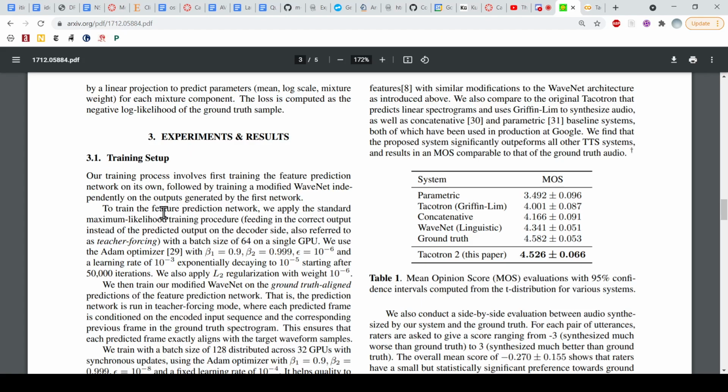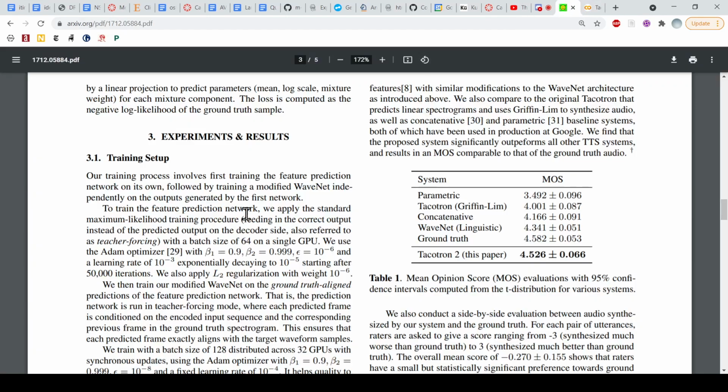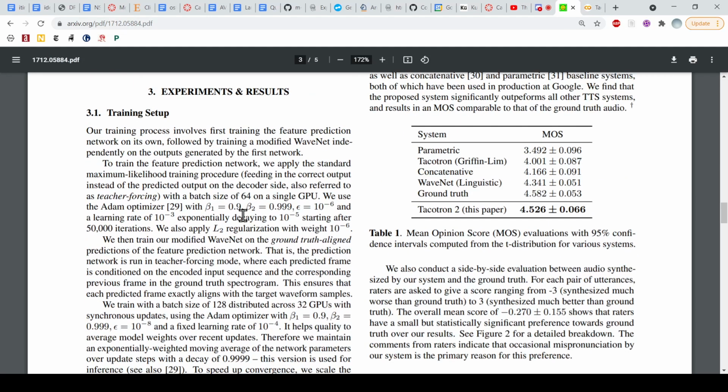I need to know what that is. And I was under the impression that they were not doing maximum likelihood. They were using just mean squared error. Let's see. There's a good chance I will not even finish reading the paper before the end of Journal Pub, so we might have to make this a two-session thing. We use the Adam optimizer. Yeah, teacher forcing. Let's read about that a little.